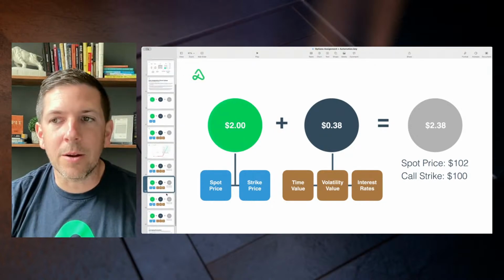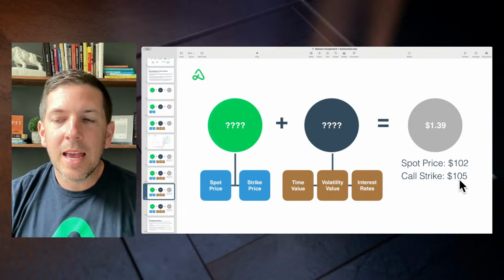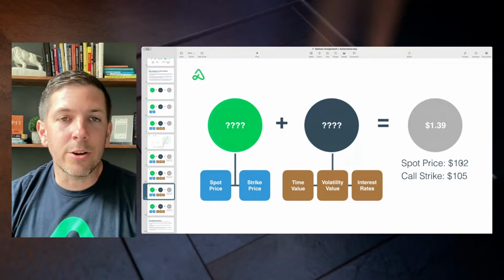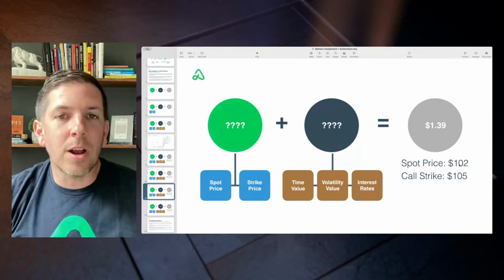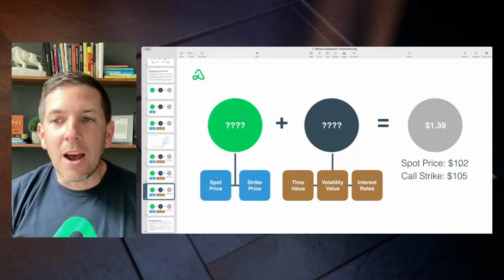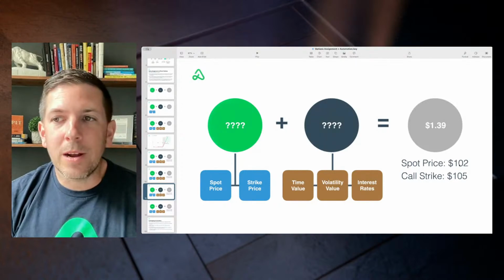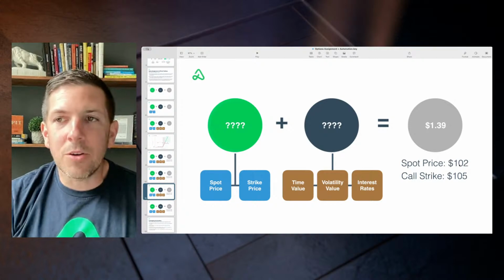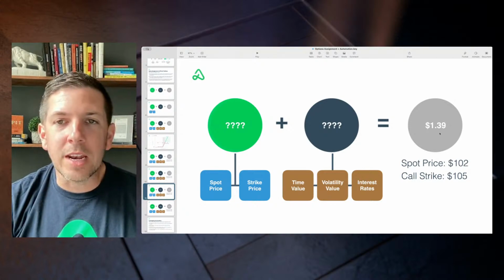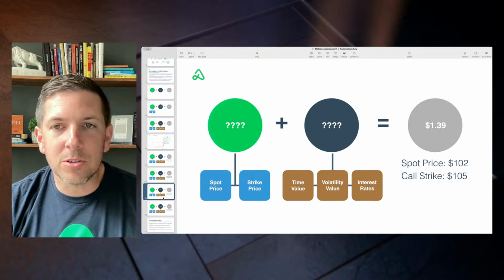All right, another example here. Let's do this one now. Let's say we have a call strike that's now at 105. So again, the stock is trading at 102 now. I assume you're an option buyer in this case, or you can put yourself on the side of an option seller. So now the call strike is 105 and the underlying spot price is 102. So the question is, if this 105 strike call is trading for 139, what portion of the extrinsic and intrinsic value components can we attribute to it?